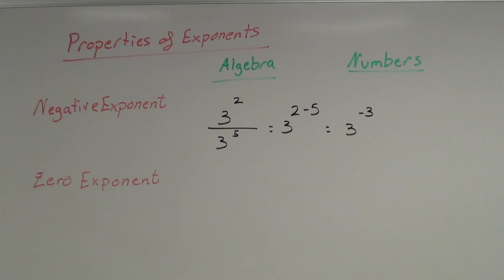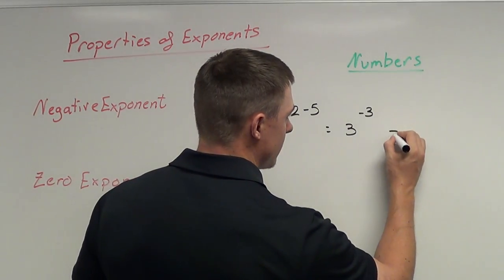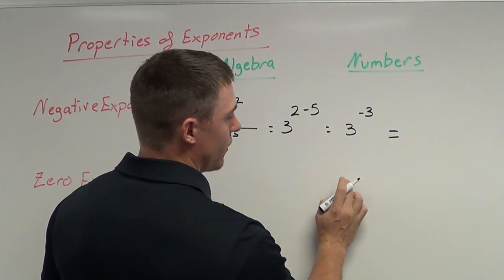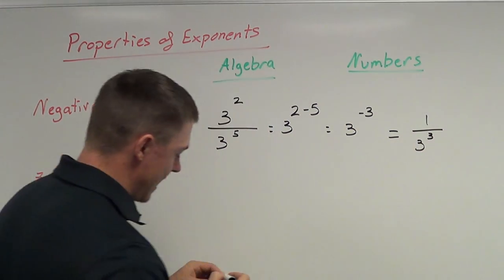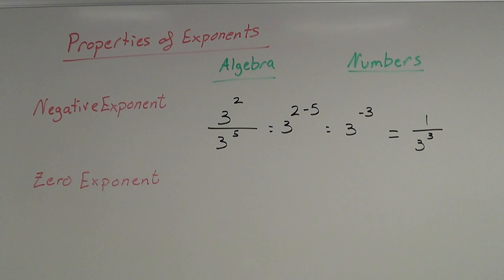What does that really mean when I have a negative exponent? Well, a negative exponent simply just means a fraction. That's all it really means. A negative exponent is not a negative number. That's a really common mistake that a lot of students will make when they first learn about negative exponents. A negative exponent is a fraction. That's all it is. It is not a negative number. So in this case, 3 to the negative third is actually 1 over 3 to the third.